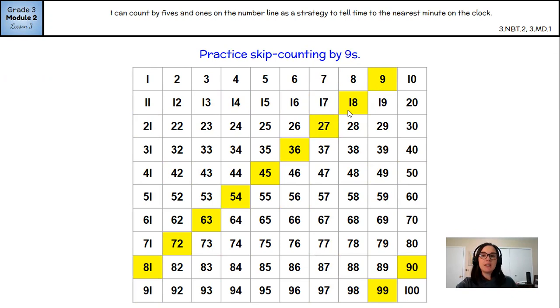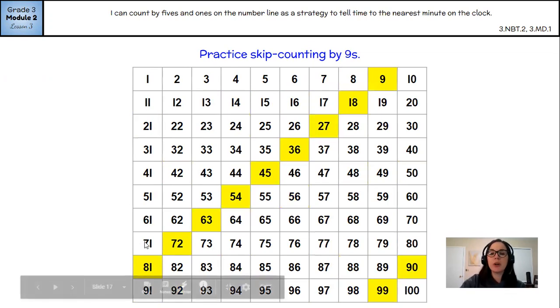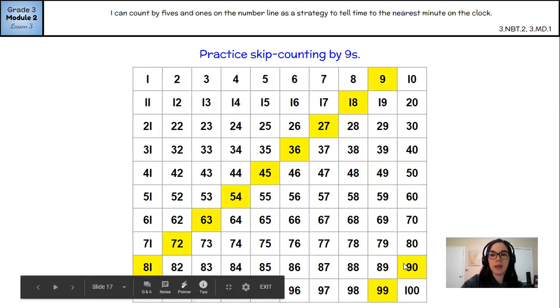Remember, it's a good idea to practice skip counting forward and skip counting backwards. So skip counting backwards by 9 would sound like this: 99, 90, 81, 72. It's good to be able to go forward and to be able to go backward.